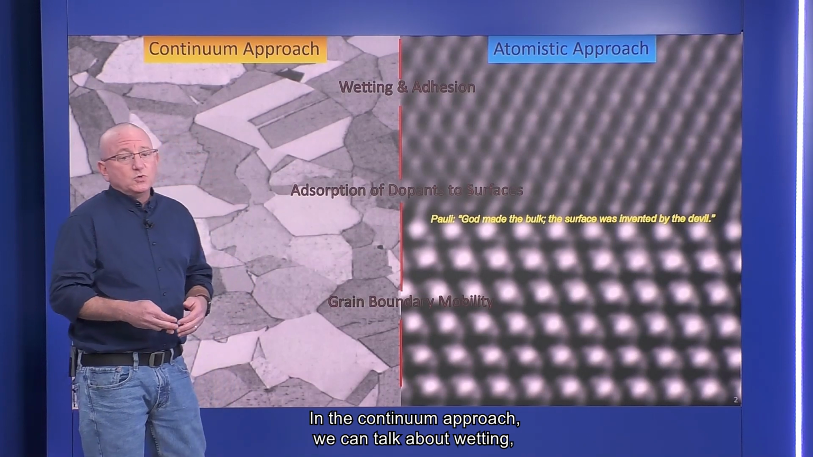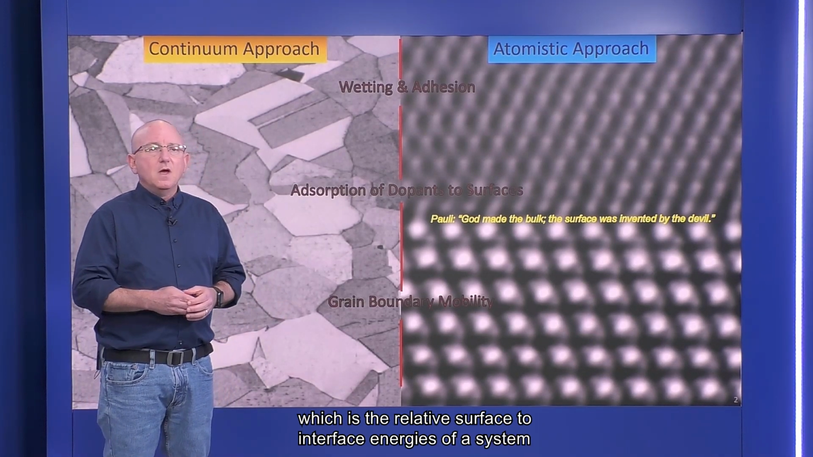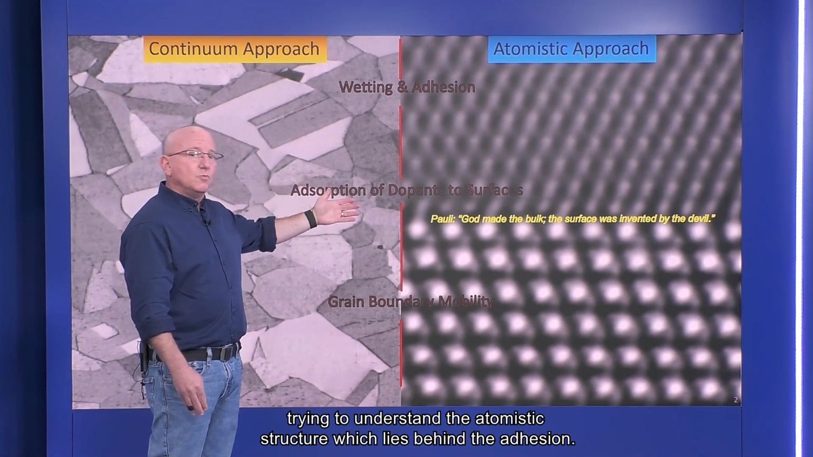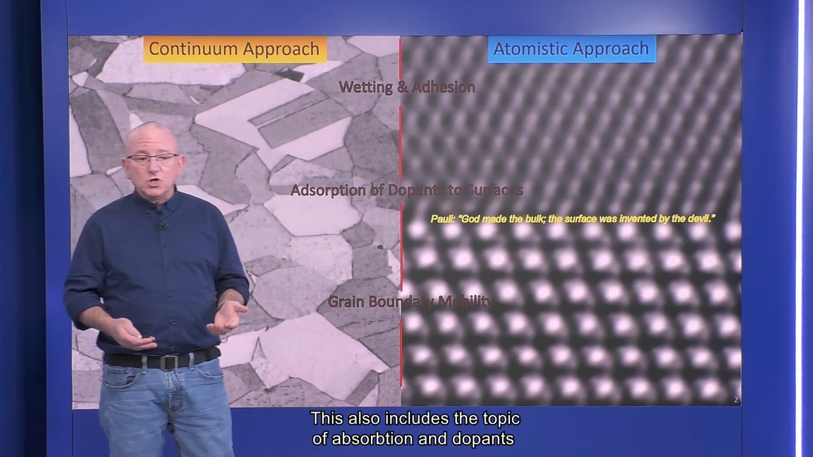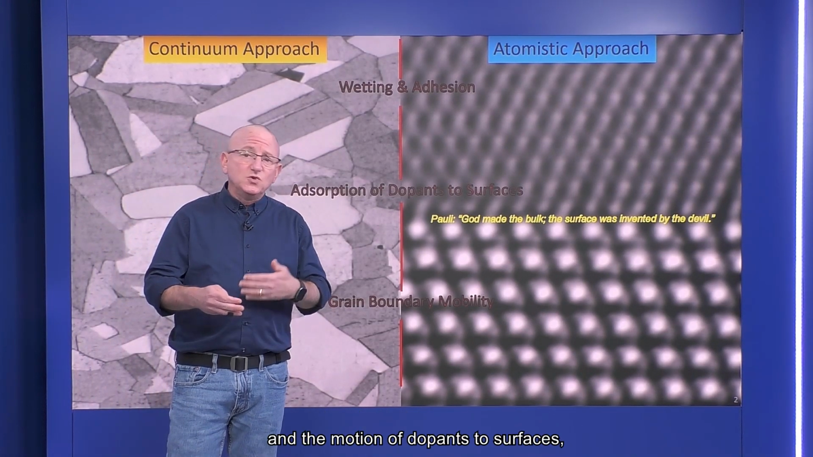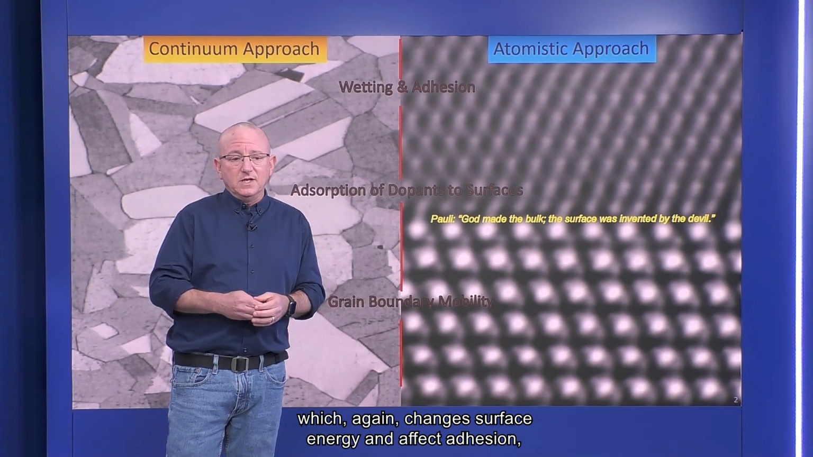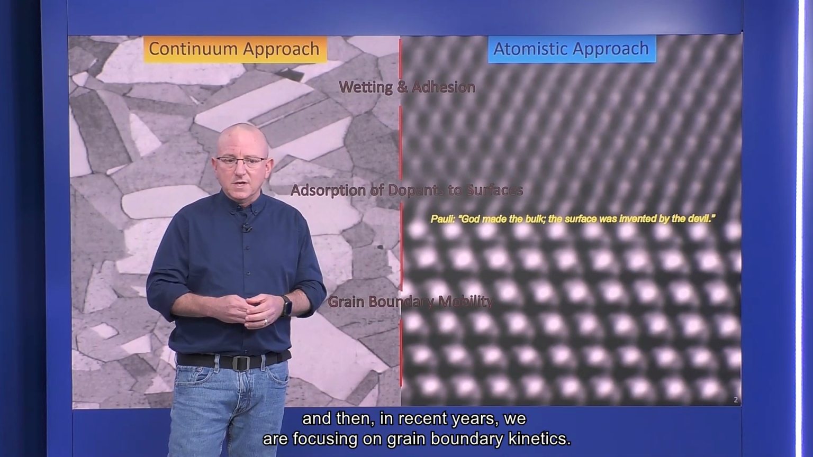In the continuum approach, we can talk about wetting, which is the relative surface to interface energies of the system, and adhesion, and in the atomistic approach, trying to understand the atomistic structure which lies behind the adhesion. This also includes the topic of adsorption and the motion of dopants to surfaces, which again change the surface energy and then affect adhesion. And then in recent years, we're focusing on grain boundary kinetics.